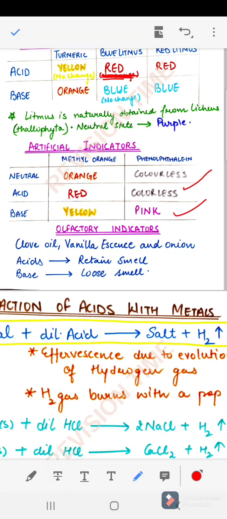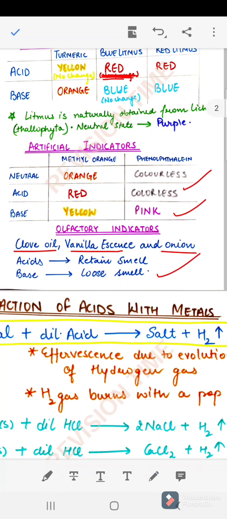Next we have olfactory indicators also. These indicators do not show a change in color, but they change their smell. We have clove oil, that is laung ka tel, and we have vanilla essence, and we have onion. With acids, all these things retain their smell, but with bases, they lose their smell. So this is the indication only.